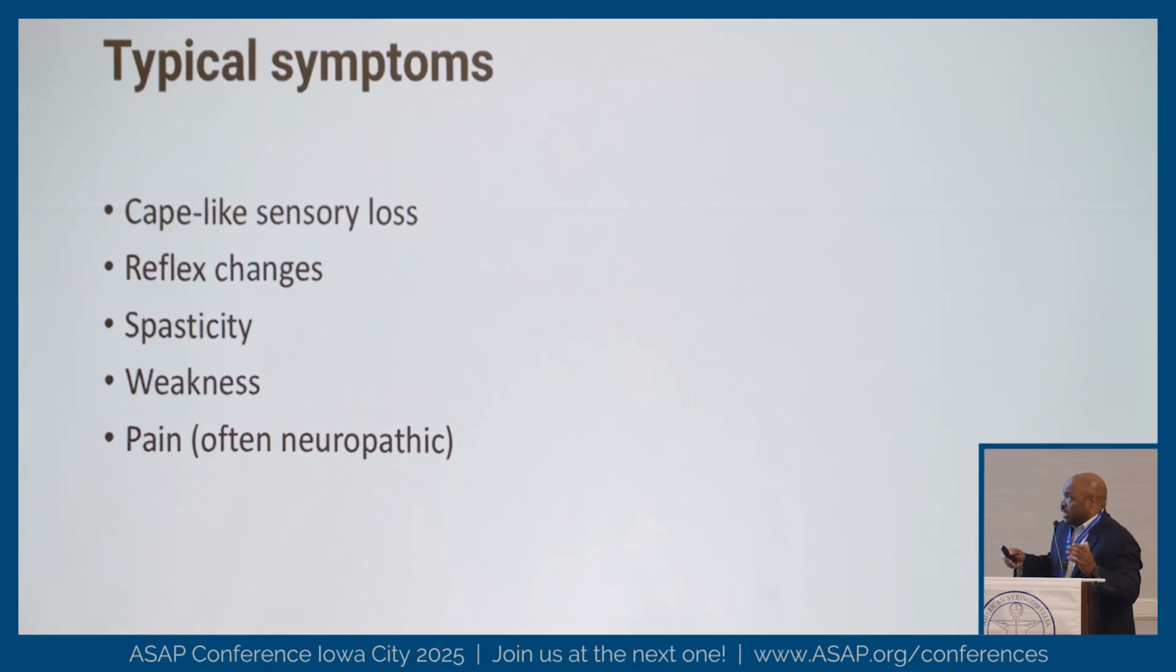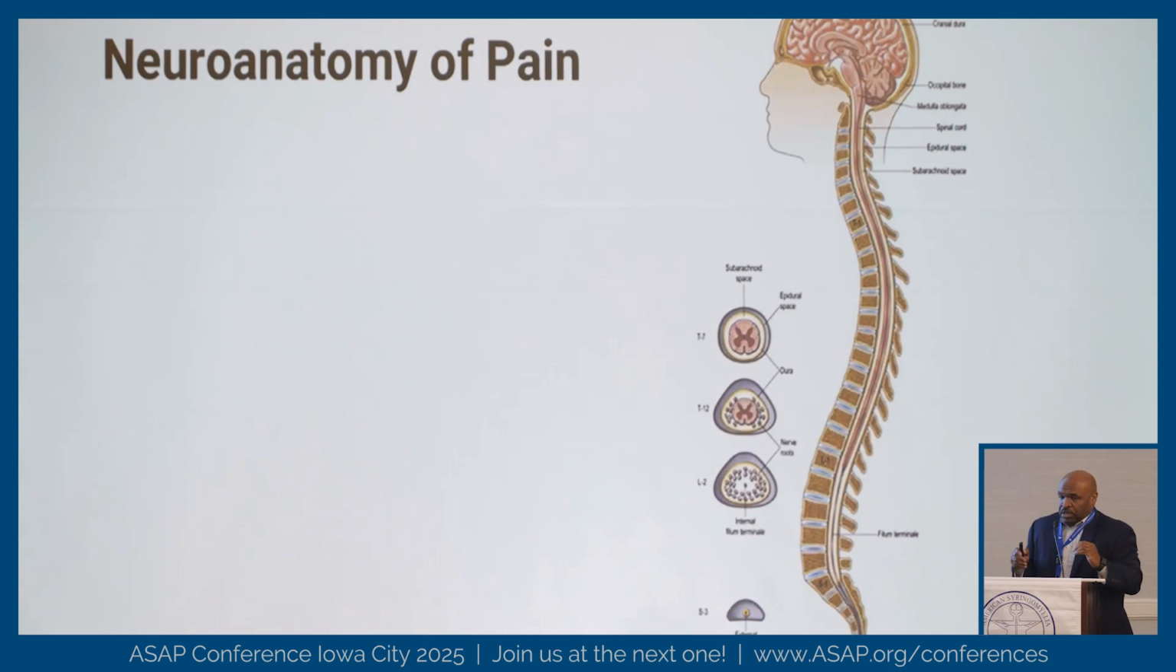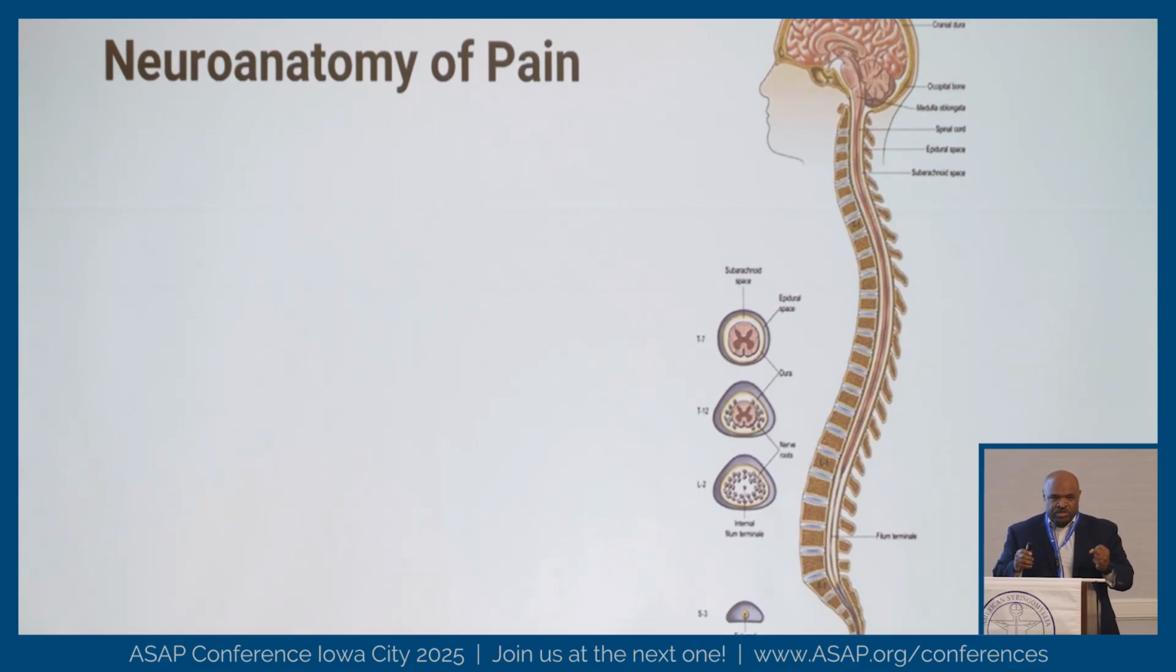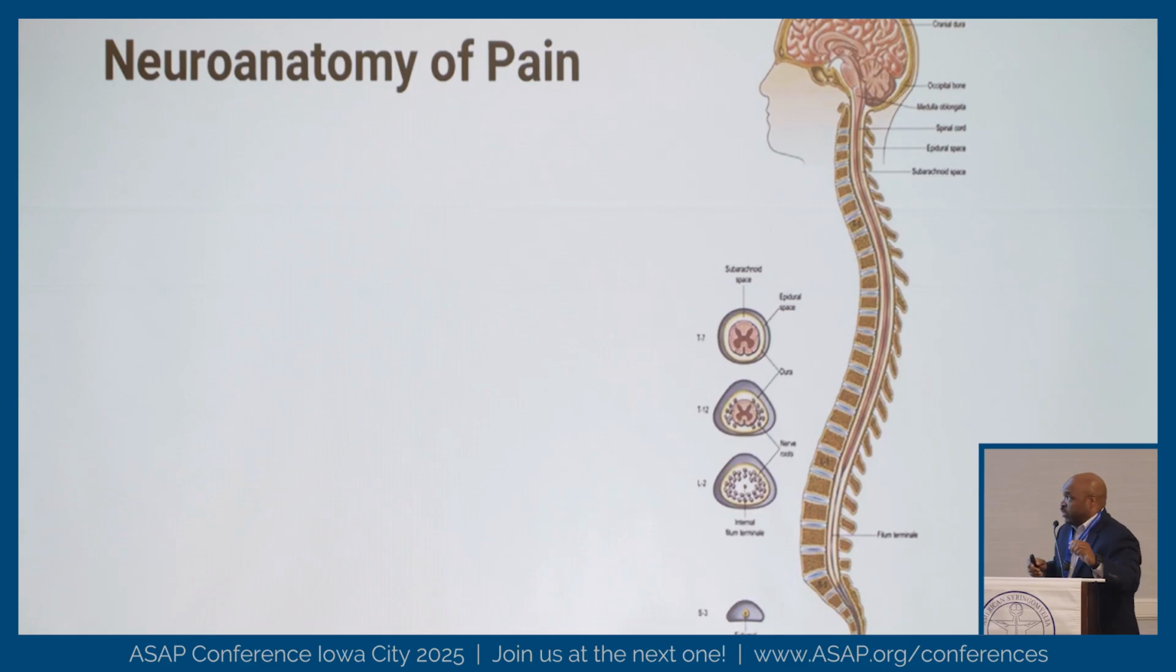Typical presentation: cape-like sensory loss, reflex changes, spasticity, weakness, and pain. Okay, so there's a lot of other symptoms, but this is what I see most frequently. So pain is really what we're going to focus on. Sometimes that pain is neuropathic pain: burning, electric, tingling, just annoying type of pain.